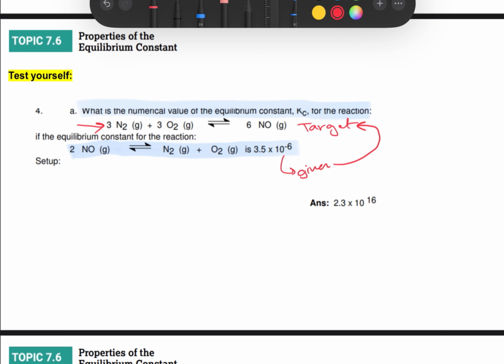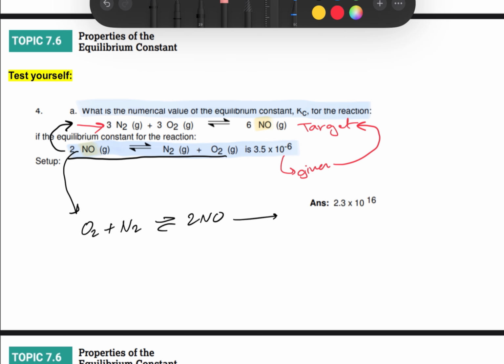All right, so first look, what can I do to the given equation in order to make it the same as this guy in here? You can notice that the first thing is flipping, because you can see that the NO is in the product in the target, but it's in the reactant in the given one. So I have to take the given one and just flip it. I will take this guy in here. I flip you. You become O2 plus N2 and 2NO. If you flip it, then you have to take the value of Kc and flip it again. So it's going to be 1 over 3.5 times 10 to the power negative 6.